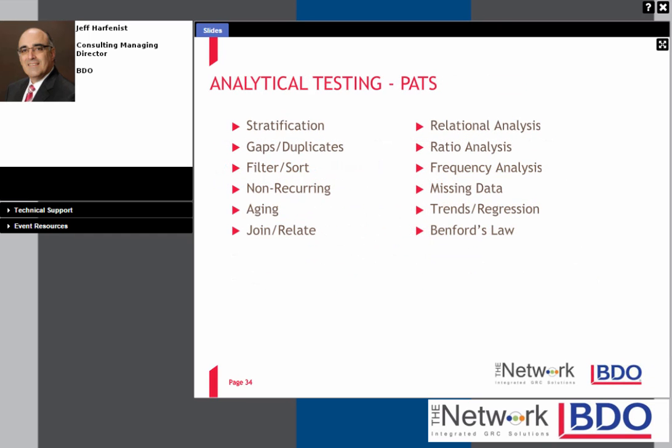So in looking for these potentially anomalous transactions, you have a number of different types of analytical tests. And these are what you are baking into your analytics programs. So you're looking at issues of stratification. Here you're looking for, for example, payments that bump up against signature authorities or purchase authorities. You're looking for gaps in the data or duplicates in the data.